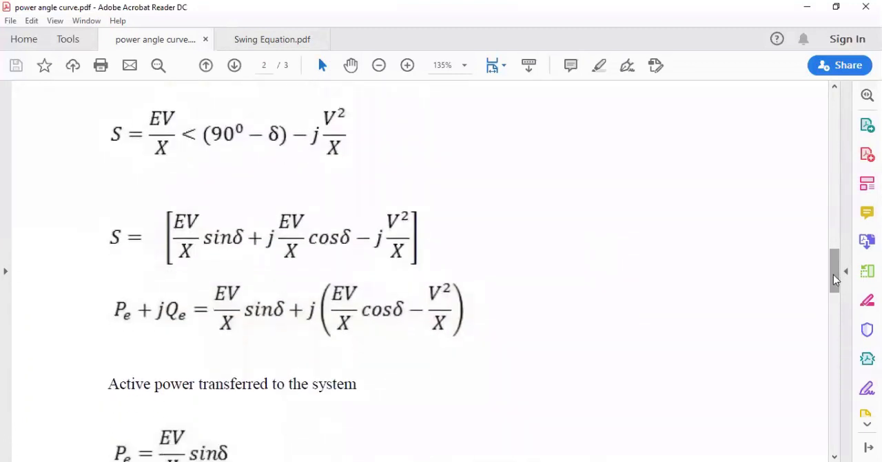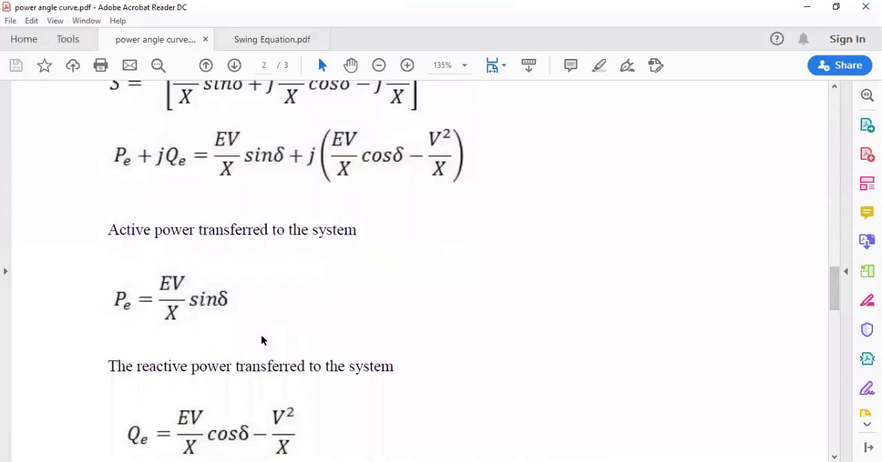Now see the equation here. What is E? E is the induced EMF in the synchronous machine. B is the infinite bus voltage. X is the total reactance of the synchronous machine and the transmission line. Delta is the load angle or rotor angle.